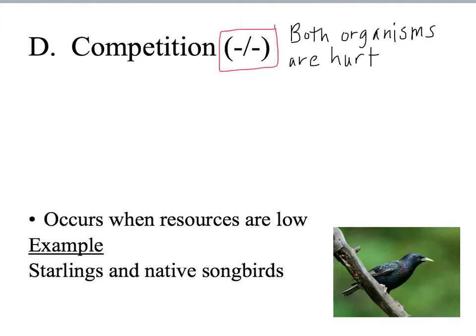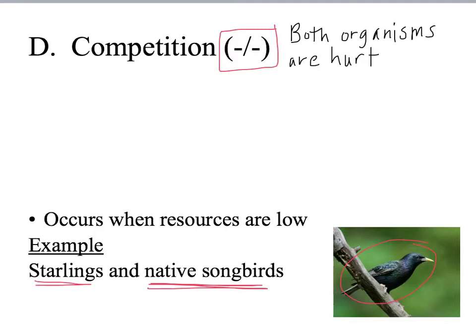When resources are low, for example, if we're talking about these organisms down here, starlings and native songbirds. Starlings are these kind of blackbird-looking things. Native songbirds would be like goldfinches or cardinals or something like that. When their resources are low, so when there's not a lot of space for them or not a lot of food for them, they compete with each other for those resources.